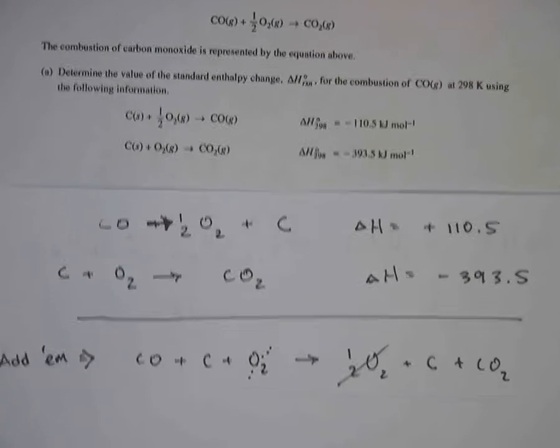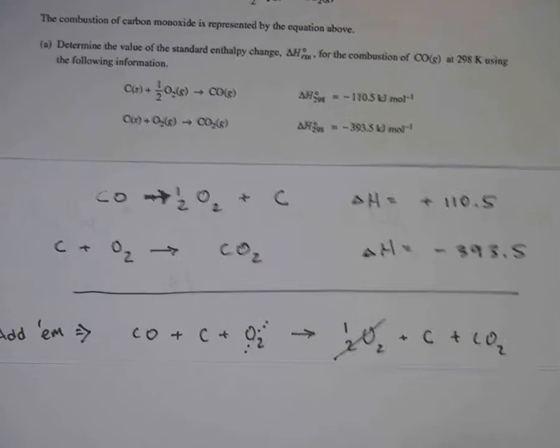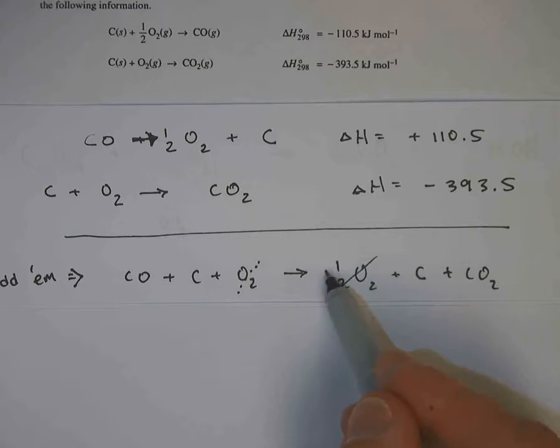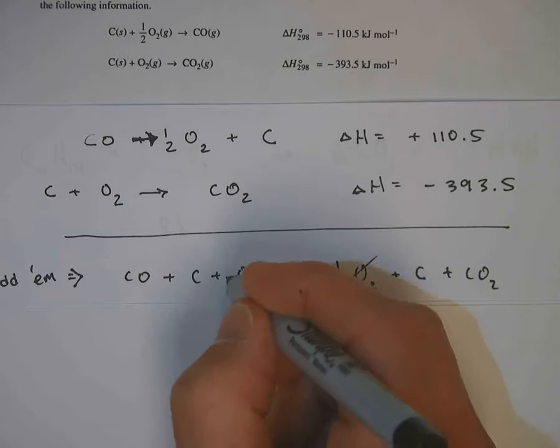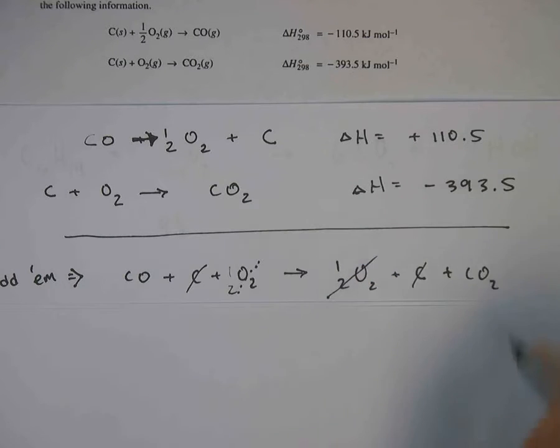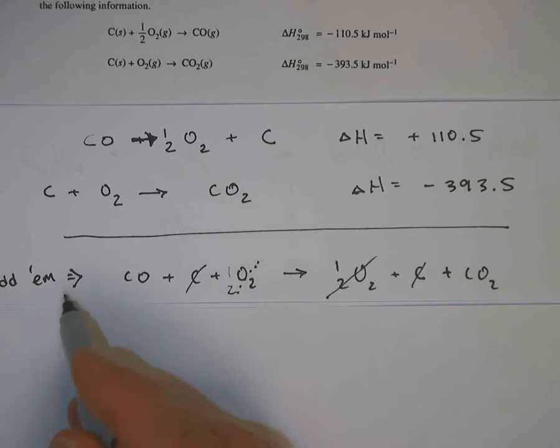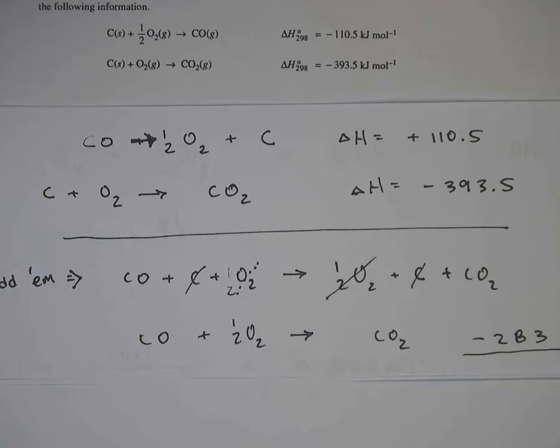Then when you combine the two reactions, you'll see that the oxygens cancel. The 1/2 cancels here, and you end up with a half over here on this side, and the carbons cancel on both sides. And when you add the two reactions together, you have to add the enthalpies together to get the overall reaction right here of negative 283 kilojoules per mole.